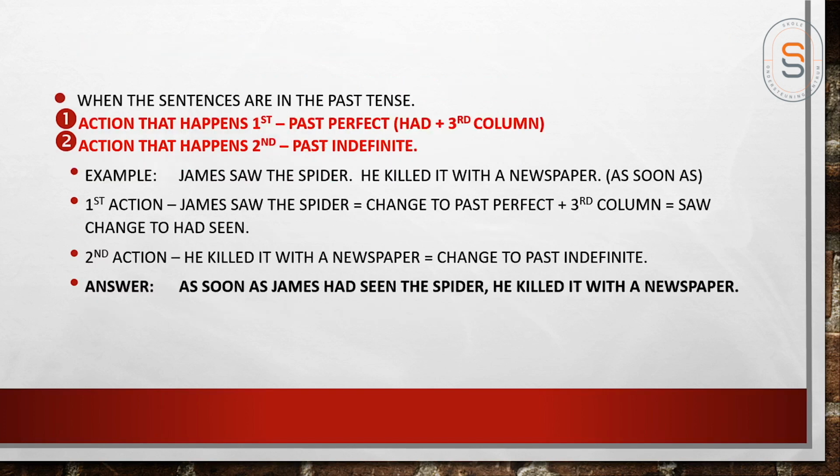If, however, my sentence is in the past tense, my first action must be in the past perfect, had plus third column. Remember, we use had whether my subject is singular or plural. So past perfect, James saw the spider. As soon as James had seen the spider, my second action must be in the past indefinite: he killed it with a newspaper. Right, so those two rules for the present and the two rules for the past you have to know off by heart in order to do the sentences about these conjunctions correctly.